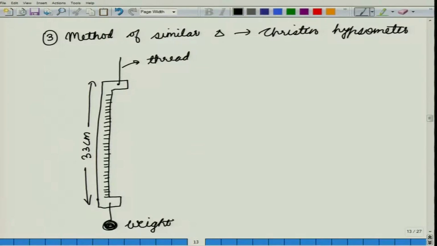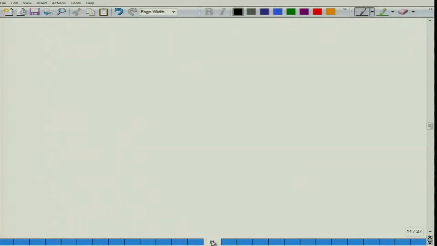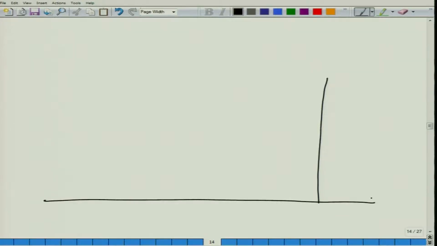The hypsometer is always used with a staff. Now, a staff is a pole that is generally taken to be of the length of 3.6 meters. So, how is this hypsometer used? If you have a tree and this is your ground level, you keep the staff right next to the tree. So, you know that this length is equal to 3.6 meters.